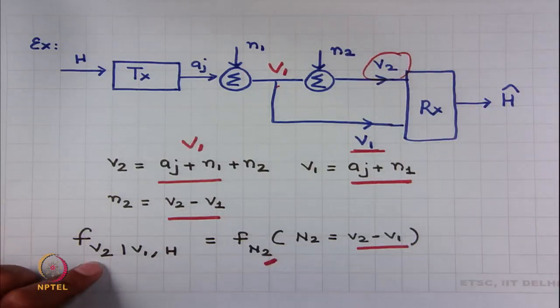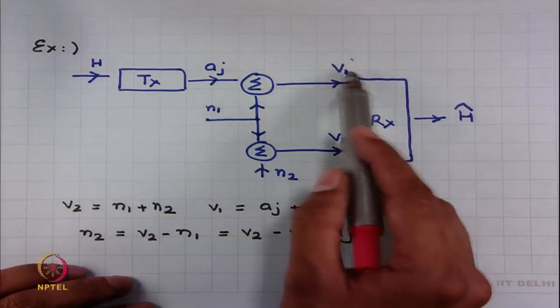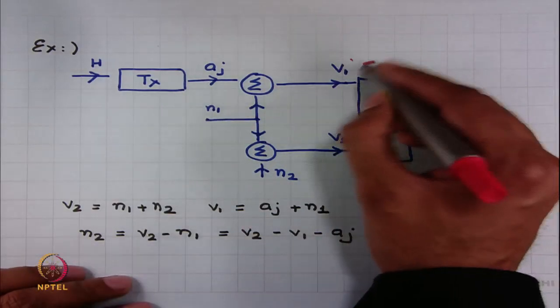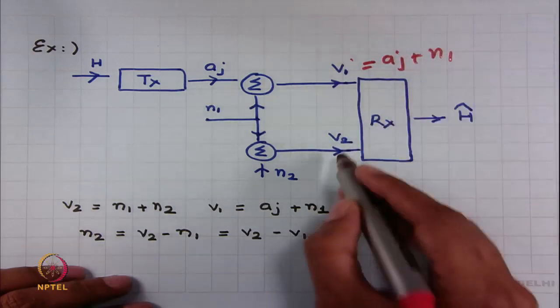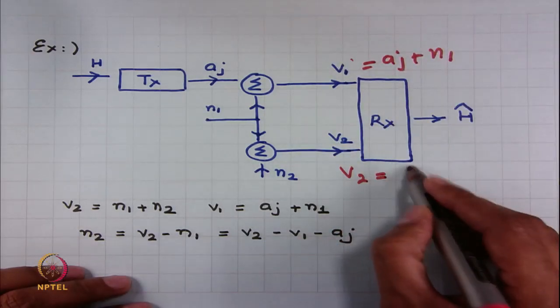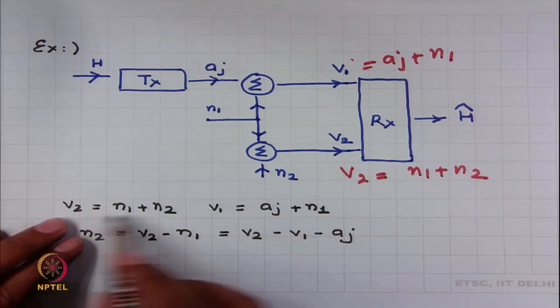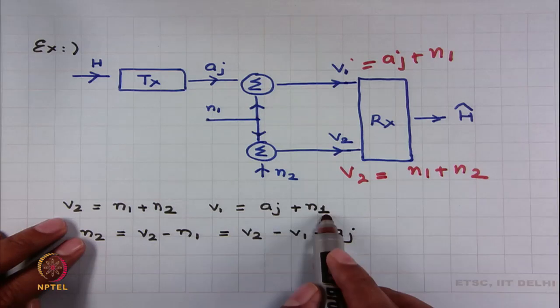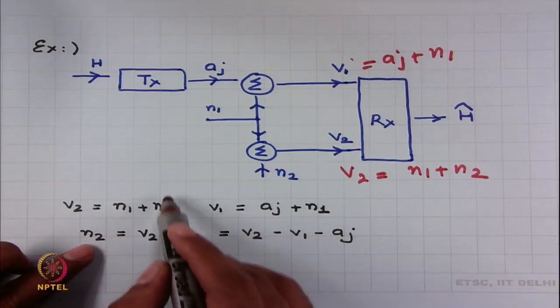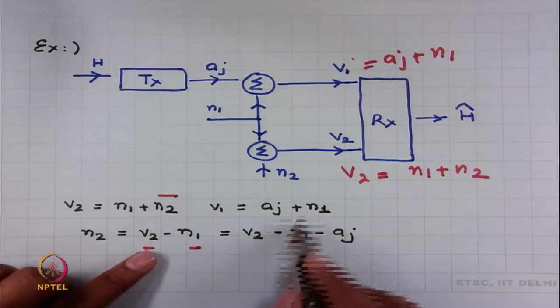So, this is a test that we have to do, whether the channel is offering any useful information for the receiver or the channel is offering redundant information to the receiver. Let us look at the third case. Here I am having this V1 as Aj plus N1 and this V2 is N1 plus N2. So, V2 is N1 plus N2, V1 is Aj plus N1. What is N2? N2 from here is V2 minus N1, and what is N1? N1 is V1 minus Aj.